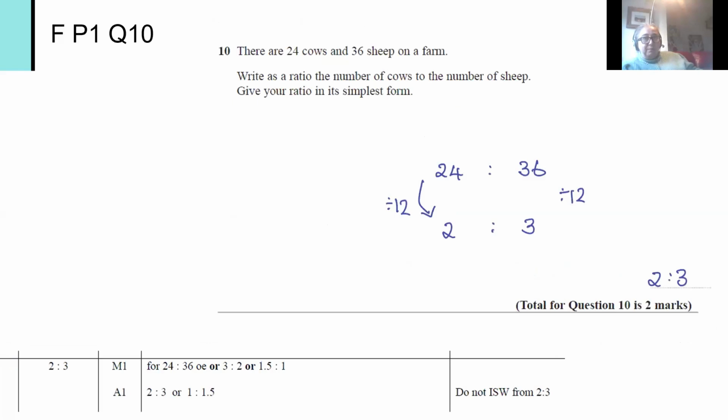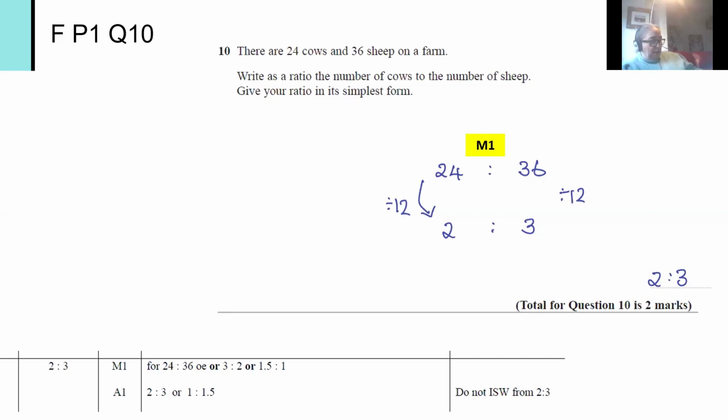Question 10, we move on to writing the ratio. So there was something similar, and I like to include one like this because we need the clarity for people. And it says they write 24 to 36. And some of us might not notice the colon. So this one clearly got M1 for writing 24 to 36.